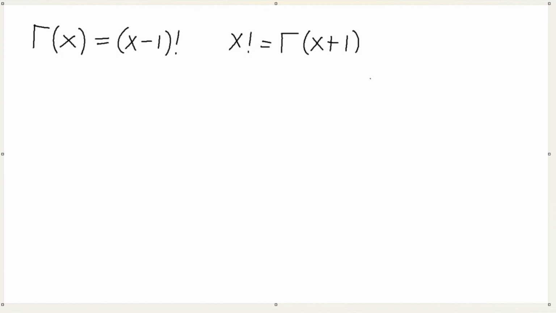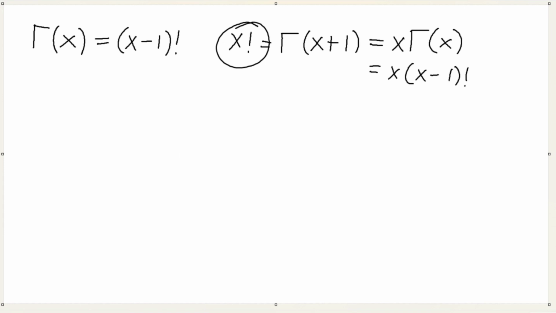I believe you can also rewrite this as x gamma of x, because this is equal to x minus 1 factorial, which is indeed equal to x factorial. So you can also keep this in mind as well. I just want to recall this gamma function, because normally we just stick with the factorial definition rather than the gamma function.